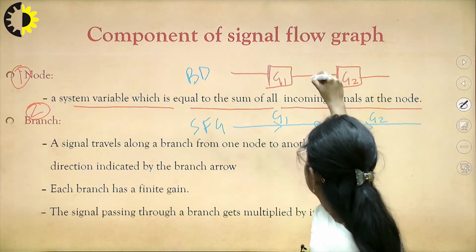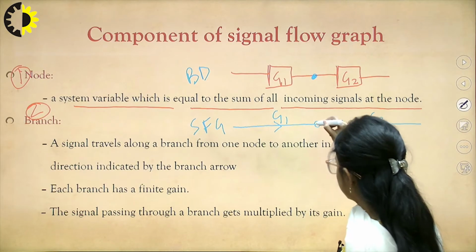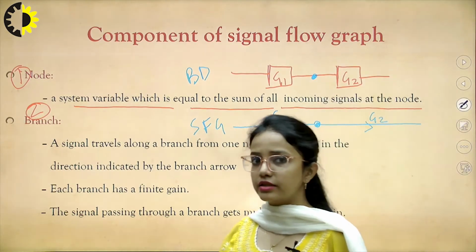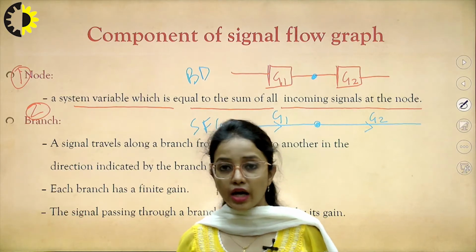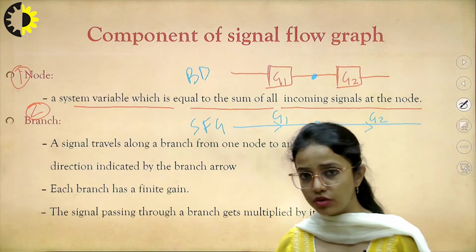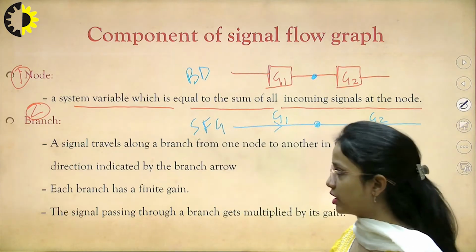So here, this node, we are talking about this node. So this is a node here. Also, this node can be used to represent a summation. The same node can be used to represent a takeoff point. So all these things we will study using an example.